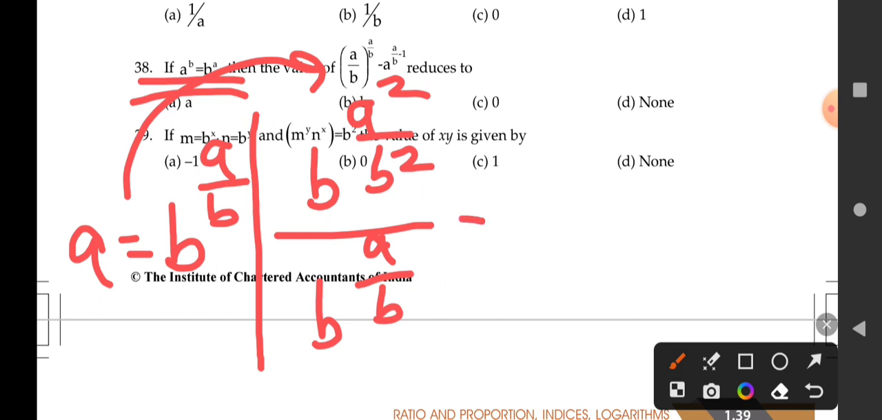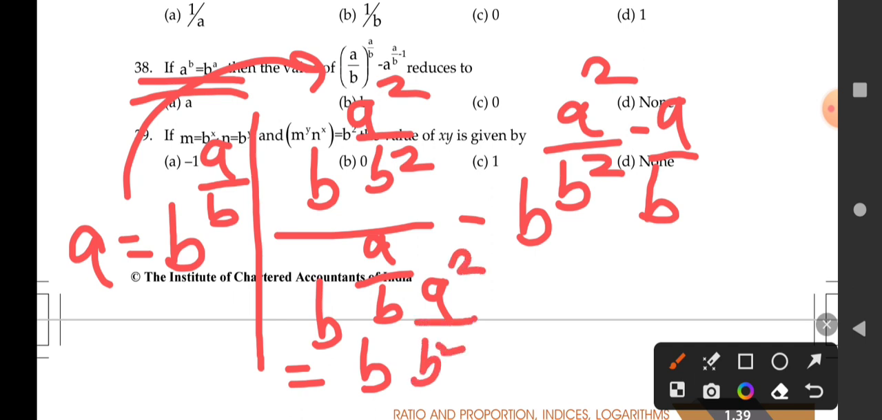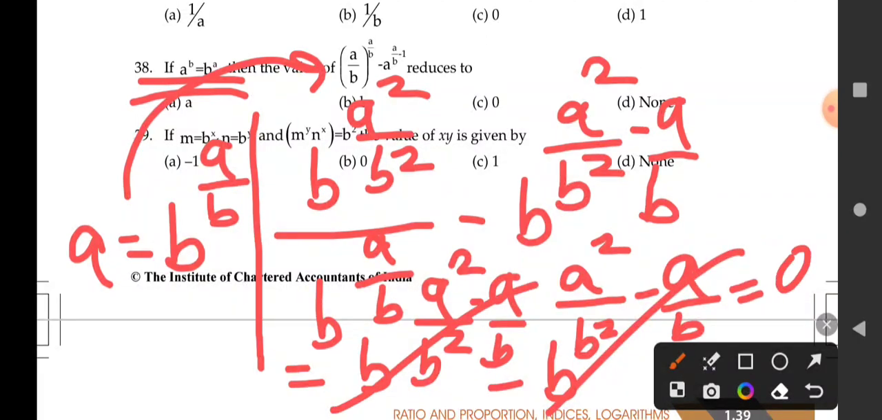Minus, what is A? A is B. A square by B square minus A by B. I'm directly opening the bracket. So what do we have? We have B power A square by B square minus A by B minus B power A square by B square minus A by B. Both the terms get cancelled. We get is equals to 0. Option number C.